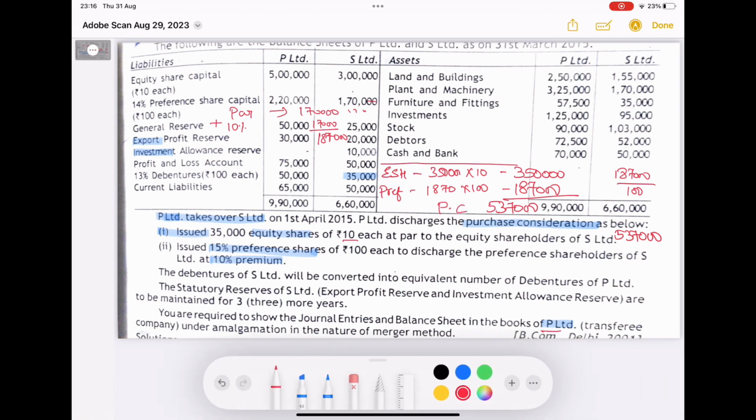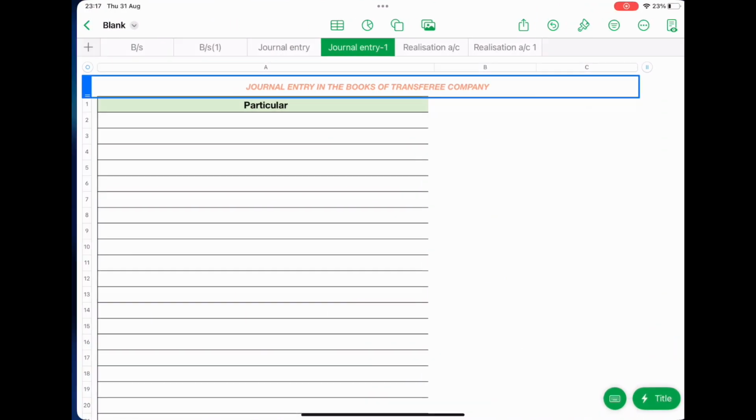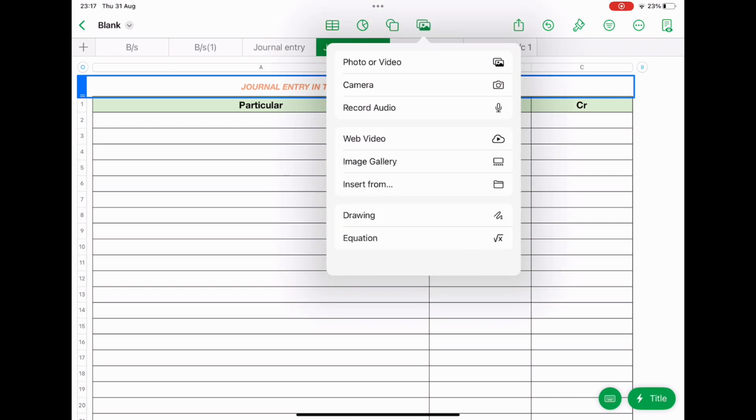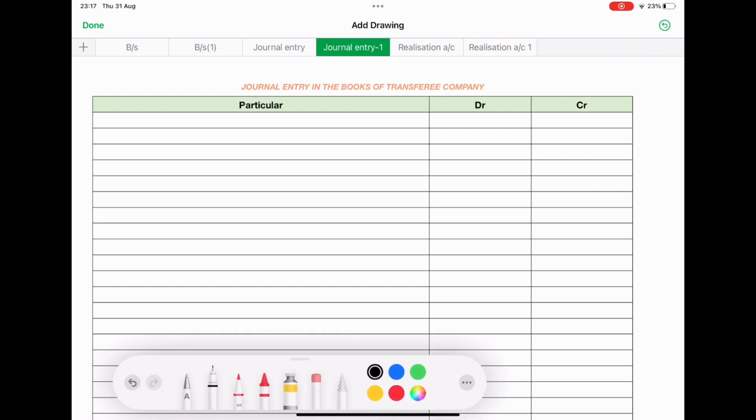Now let's move on to the calculations. I'll show the format where we can solve. This is the journal entry format. We have to give the heading as journal entries in the books of transferee company, which is P Limited now, and you can also mention the date. Here I have not mentioned any dates because I need this basic format for every question, so I haven't changed the heading.